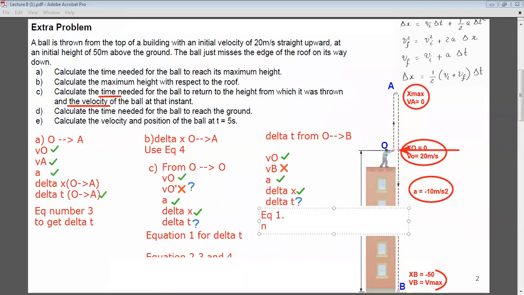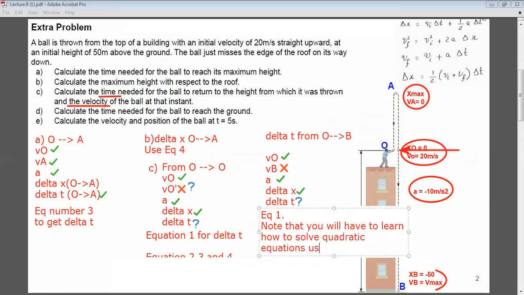Just note here that you will have to learn how to use quadratic equations, how to solve quadratic equations using scientific calculators.